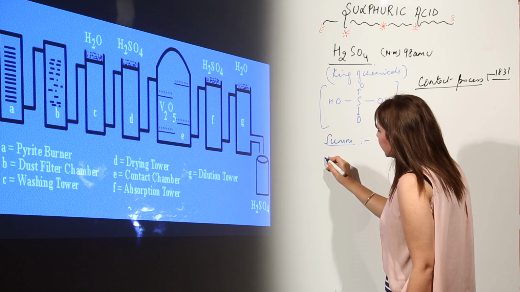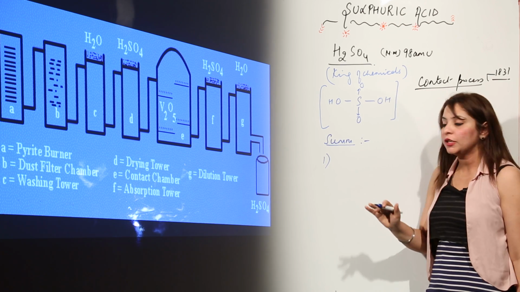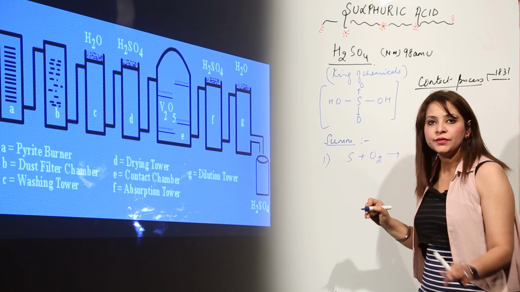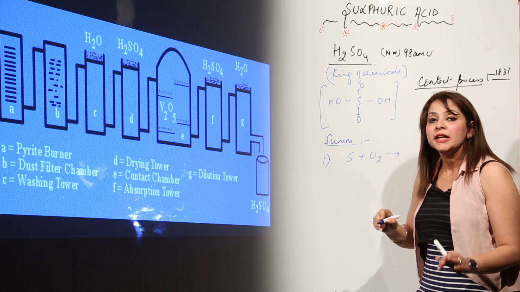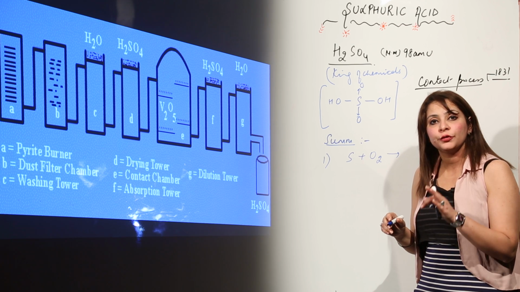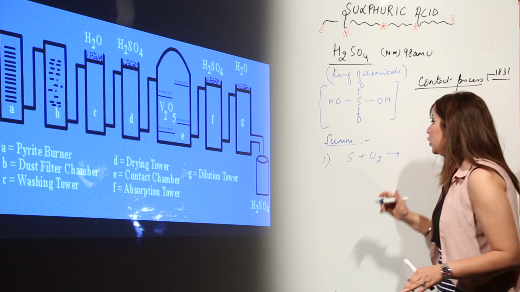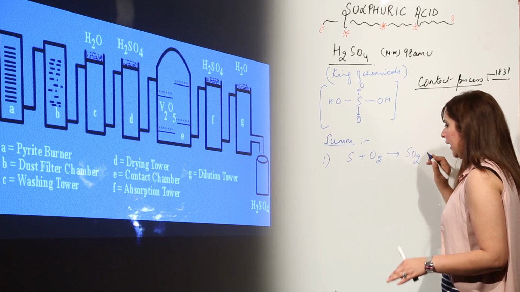The first reaction involved in the production of sulfuric acid is S plus O2, that is the burning of sulfur. That means sulfur is burned in the presence of air, in which the air is mostly composed of oxygen gas. So it forms sulfur dioxide.